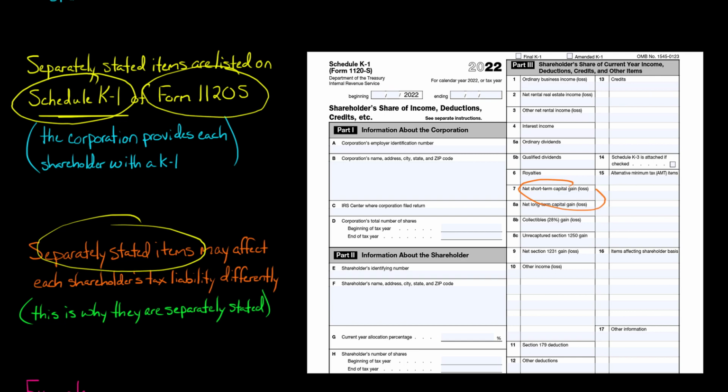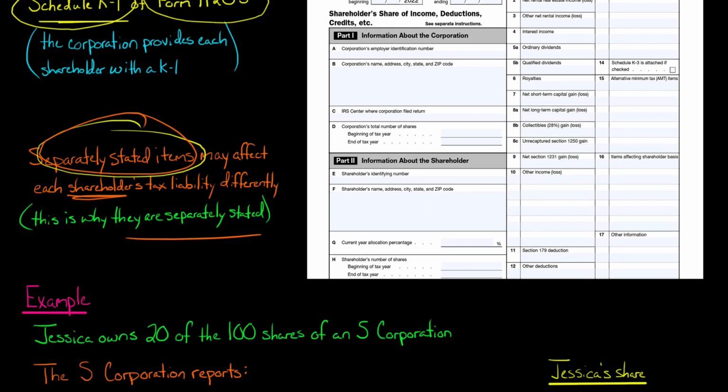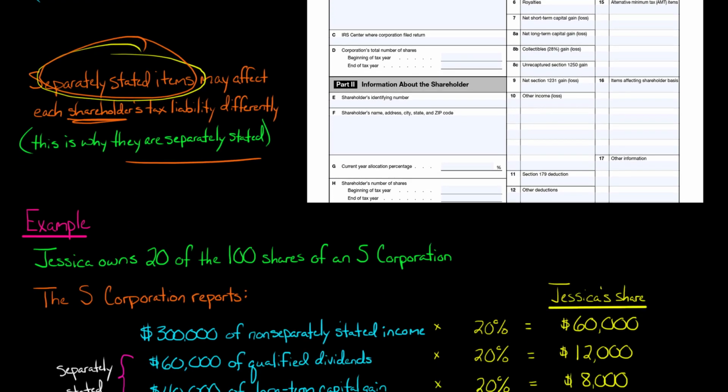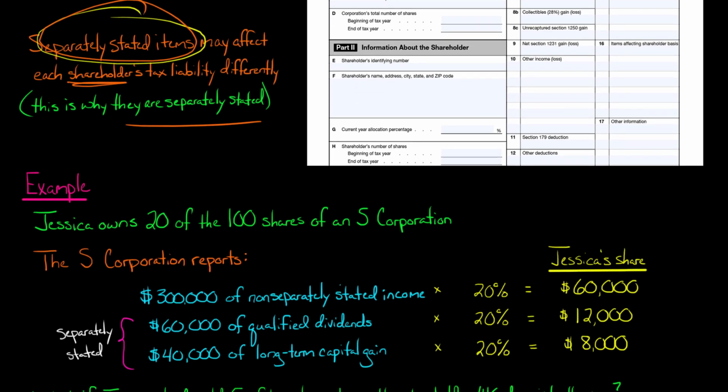Or if you had a short-term capital loss, if there were royalties, if there was interest income, if there were qualified dividends, all those things are going to be separately stated. And the reason that these things are going to be separately stated is that they can affect the tax liability of each shareholder differently, right? Each shareholder has a different tax situation that they happen to be in. So certain items of income, deductions, and so forth are going to be separately stated, and then you're going to have some other income or loss that is non-separately stated. So remember that the shareholder is going to get their pro rata share of both separately and non-separately stated items.